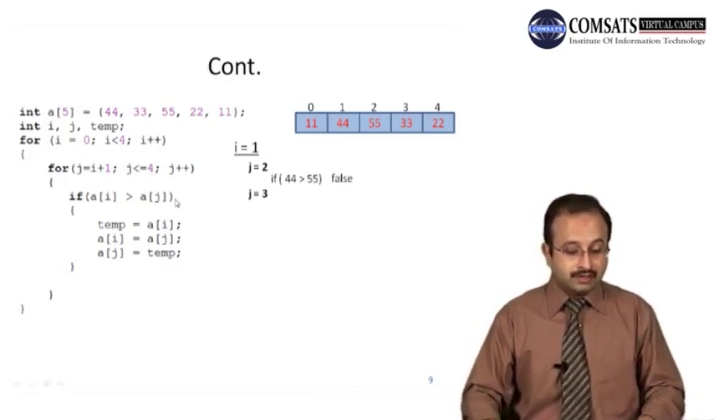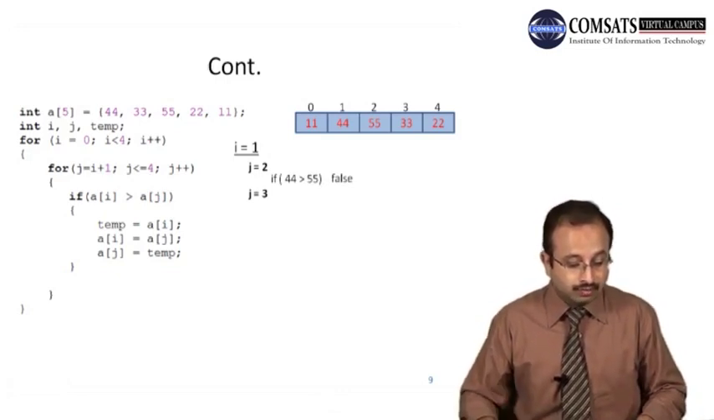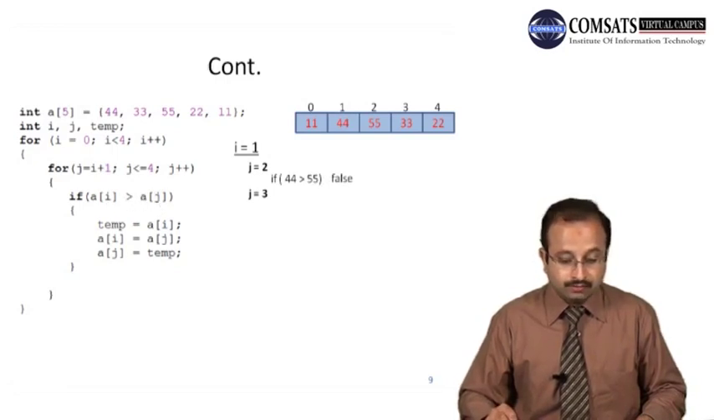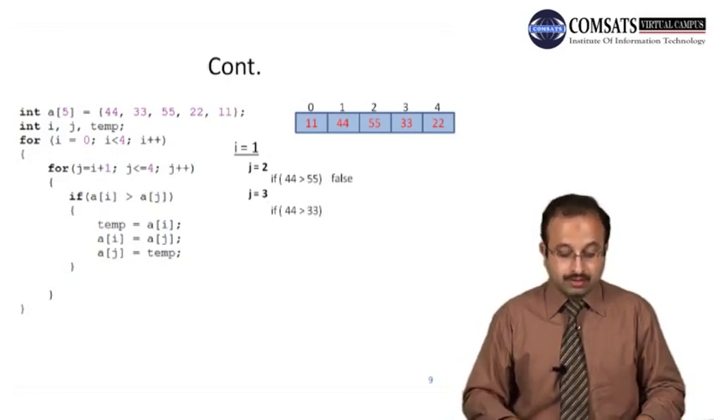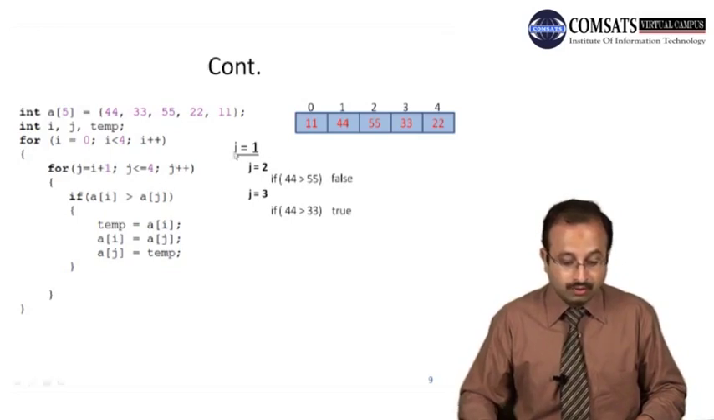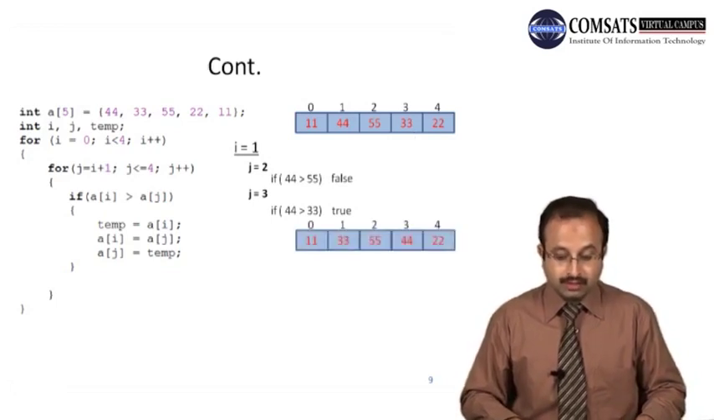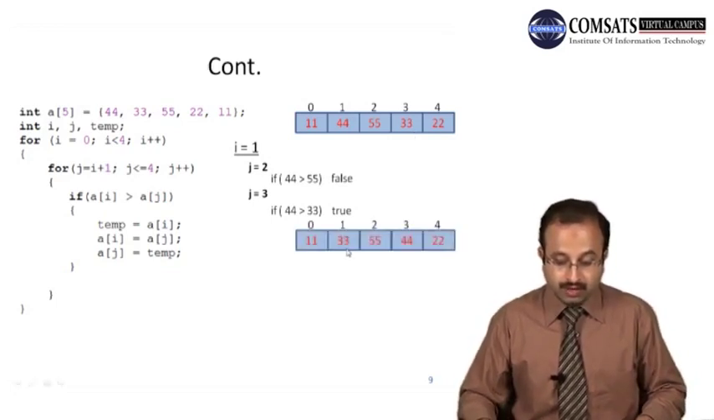It comes inside and executes this if statement. The if statement is if a of 1, so the value of i is 1 now, is greater than a of 3. So a of 1 is 44 and a of 3 is 33. So 44 is greater than 33, the condition is true. Now we have to swap the value of the 1st index and the 3rd index. So when these two values are swapped, the array will look like this. So 33 and 44 come over there, the rest of the elements are the same as before.